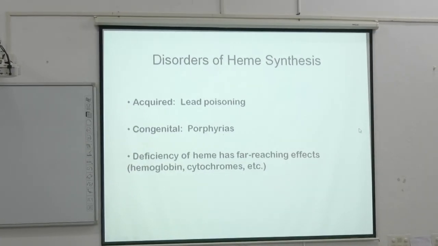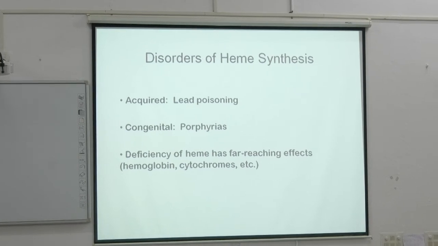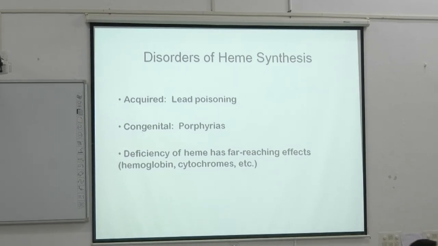See. Now the disorders of heme synthesis. There are basically two kinds. First is extrinsic, another is intrinsic. What is an extrinsic disorder? What is an intrinsic disorder? Extrinsic disorders always have an external onslaught. Intrinsic disorders happen due to deficient body mechanisms.